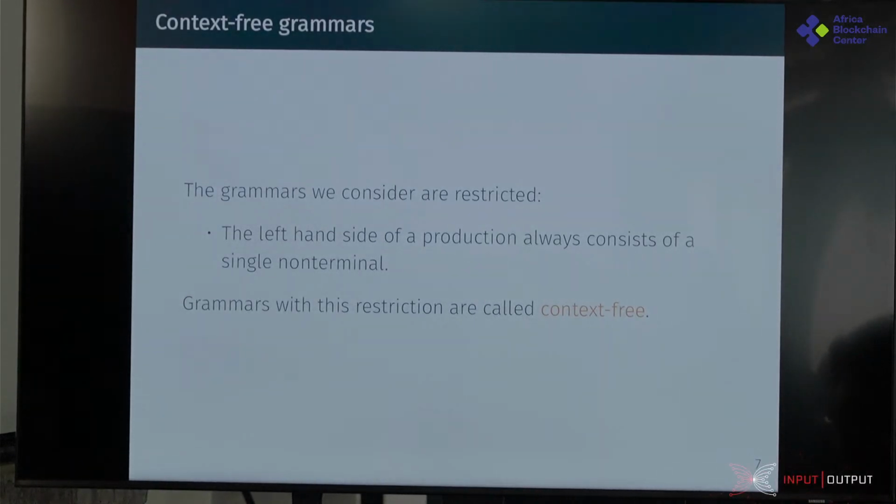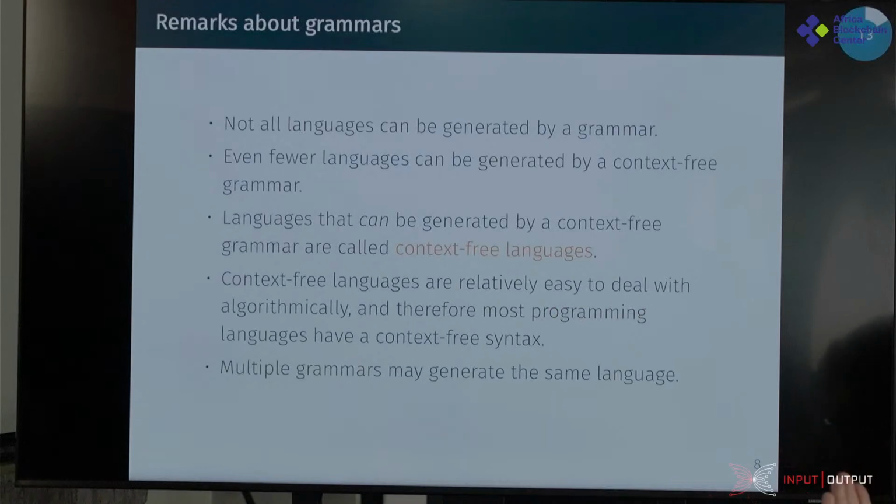Okay. And not all languages can be generated by a grammar, and even fewer languages can be generated by a context-free grammar. But languages that can be generated by a context-free grammar are called context-free languages. And context-free languages are relatively easy to deal with algorithmically, and therefore most programming languages have a context-free syntax. And also the grammar may not be unique, so multiple grammars may generate the same language.